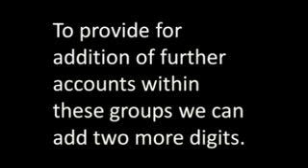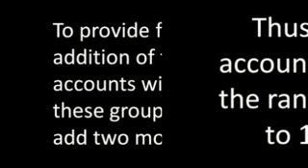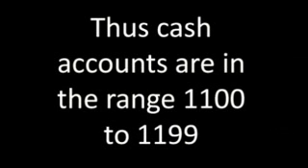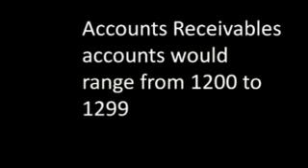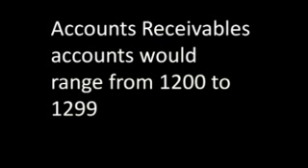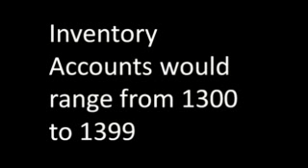Using these 2 additional digits gives us cash accounts that would all fall in the range of 1100 to 1199, allowing for 100 accounts for cash. The accounts receivable range would be from 1200 to 1299. Inventory accounts from 1300 to 1399, and so on.